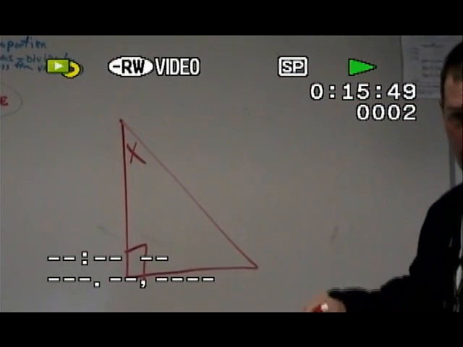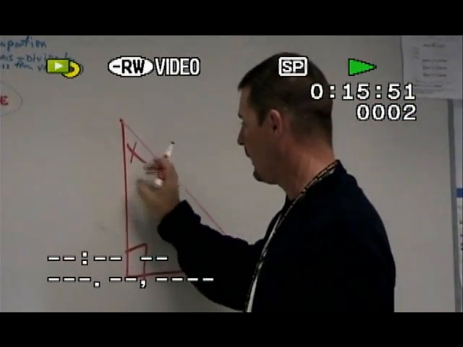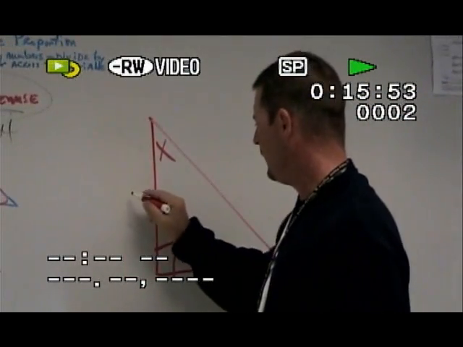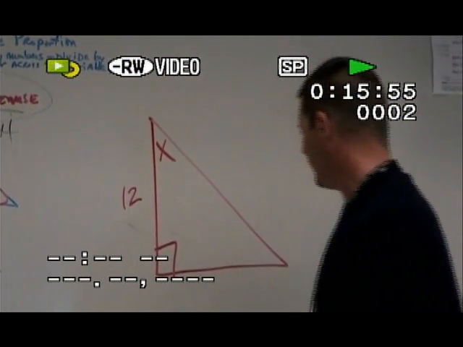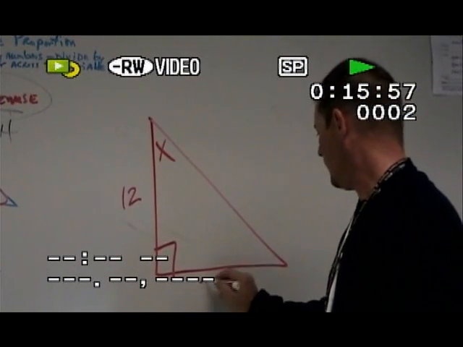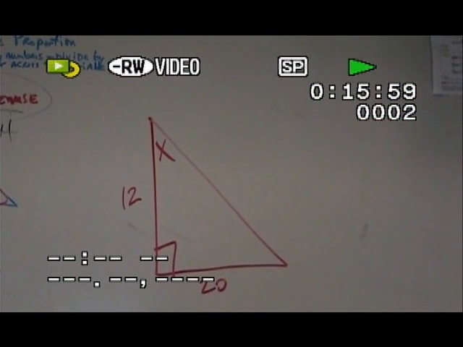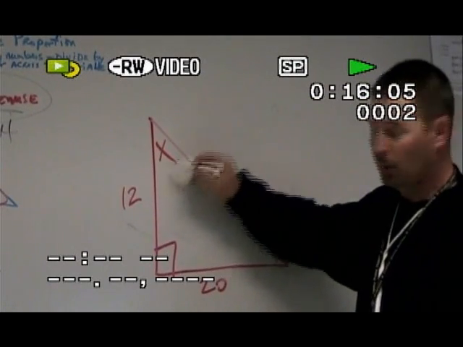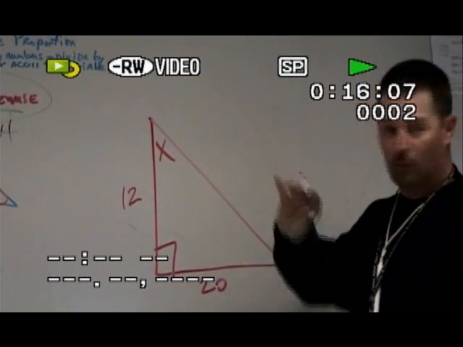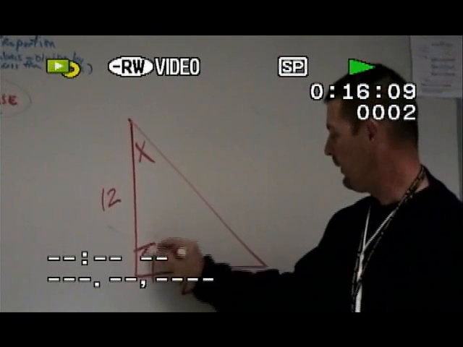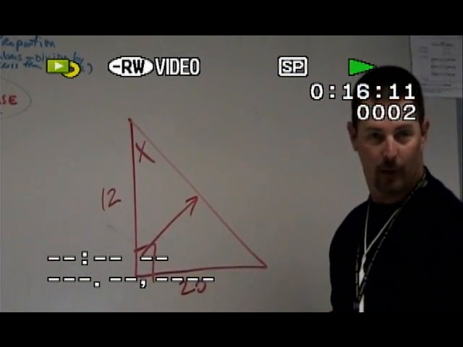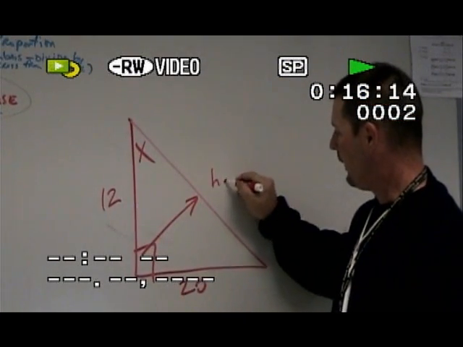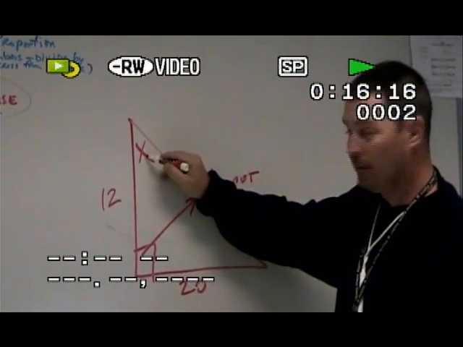So this time the variable's inside the triangle at one of the acute angles. Let's say you have 12 here, and 20 right here. Okay? This is still a trig problem. Only difference is I have two sides and I'm looking for an angle. From here, I still want to do the same thing that I've done. I'm going to identify the parts of the triangle. What am I pointing at right here? That's the hypotenuse. That makes this the angle I'm dealing with.